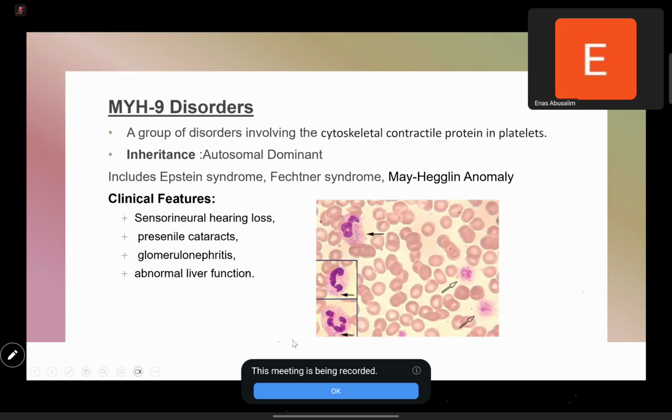MYH9 abnormalities are also a dense granule deficiency disorder. They usually have abnormalities within the epithelial membranes. So within the inner ear, sensorineural hearing loss, presenile cataracts, glomerulonephritis, abnormal liver function tests. And look at the platelets here, they're huge. And if you can see this gray inclusion within the neutrophil, this is called a Döhle body. And this helps in diagnosing MYH9 abnormalities.